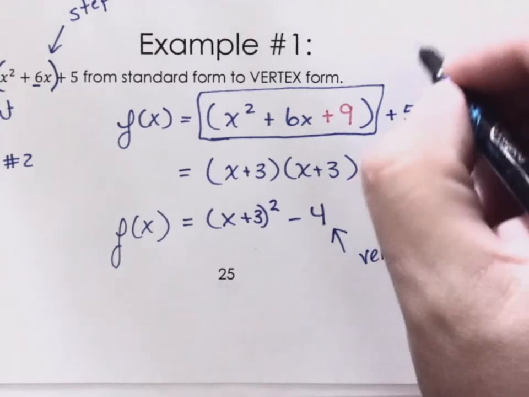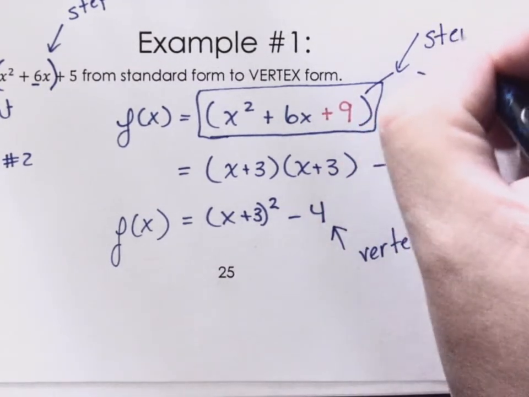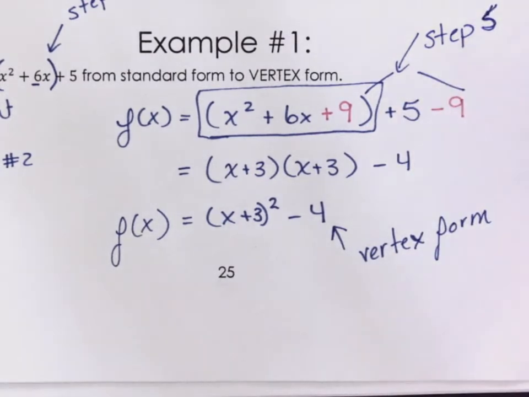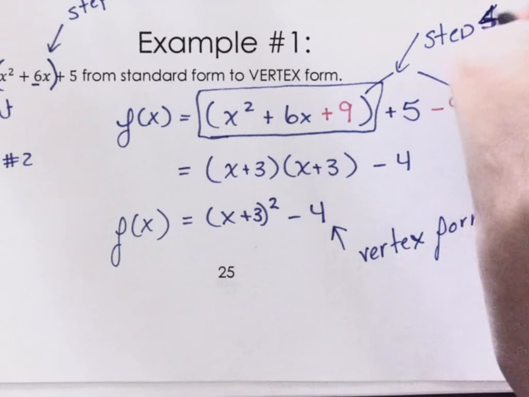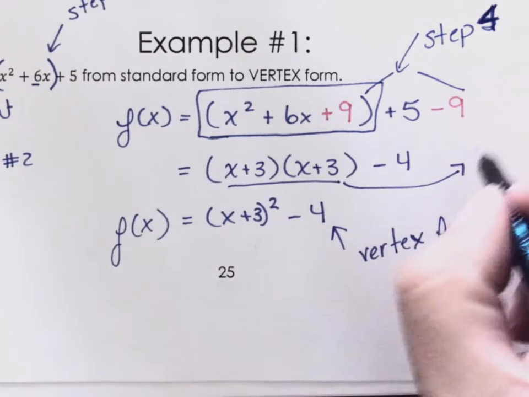So I guess doing the 9s is step 5. Nope, that was, oh, that's step 4, sorry. That was step 4. And then factoring, that's step 5.